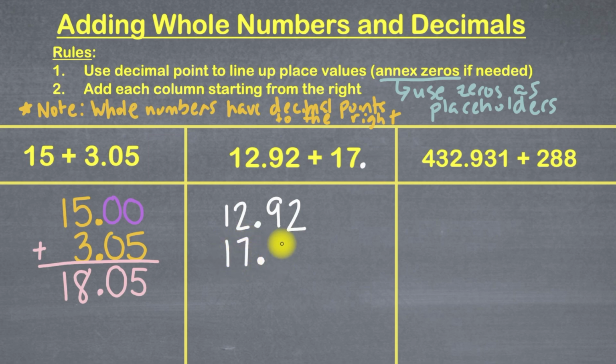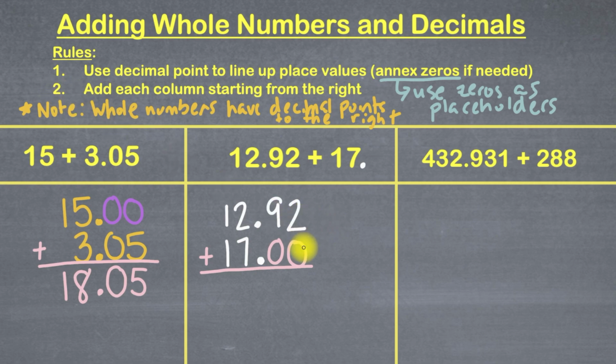And since I don't have anything here, again, I can annex zeros, or I can use zeros as placeholders. So I'll put a 0 under this 9 in that place value, the 10th place, and I'll put another 0 here in the 100th place. I'll put a plus sign, and then I'll start adding everything.